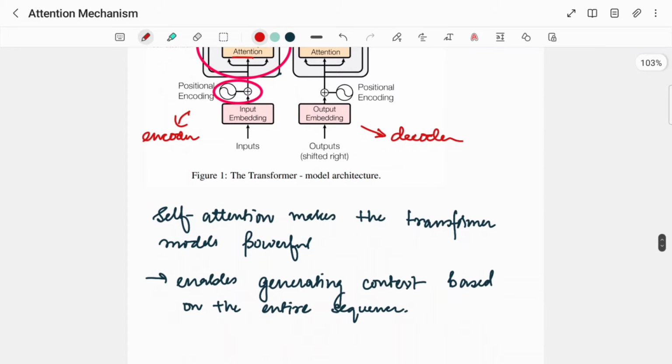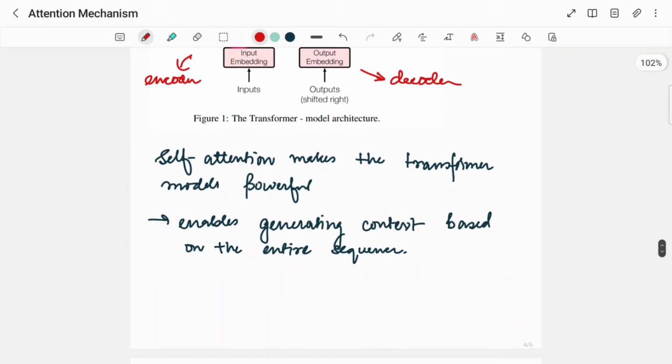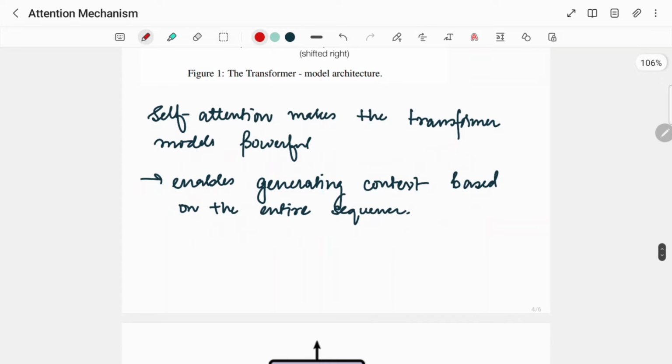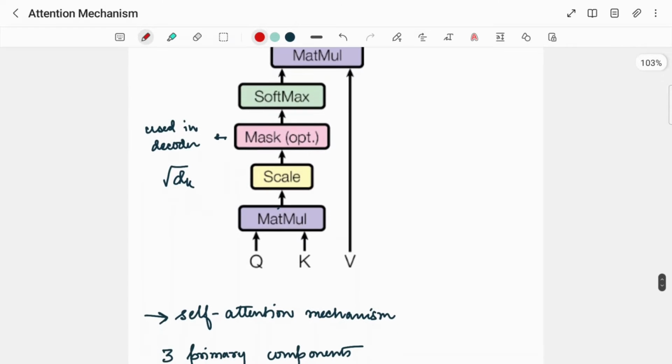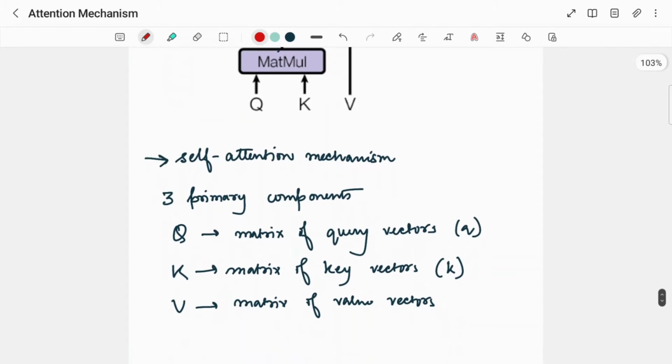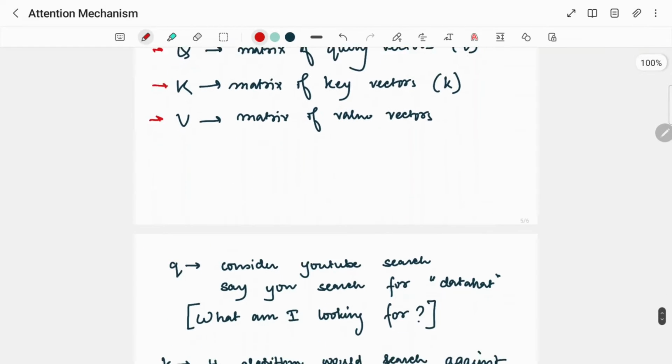We shall dive deeper into self-attention and what are the various components of self-attention. Self-attention makes the transformer models powerful, we already know that, enabling generating context based on the entire sequence. Now let us see the operations in self-attention. Self-attention comprises three primary components, Q, K and V. Q is the matrix of query vectors, K is the matrix of key vectors and V is the matrix of value vectors. We'll come to the mathematical computation in a while. Let's see what these denote.